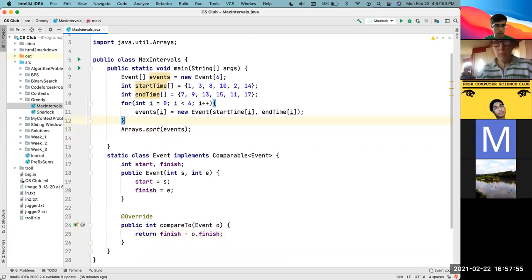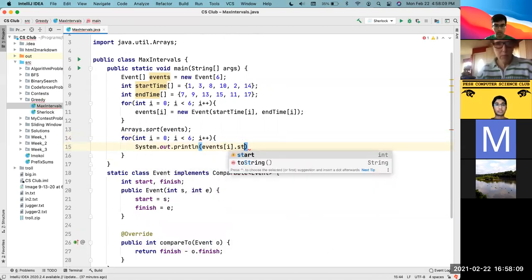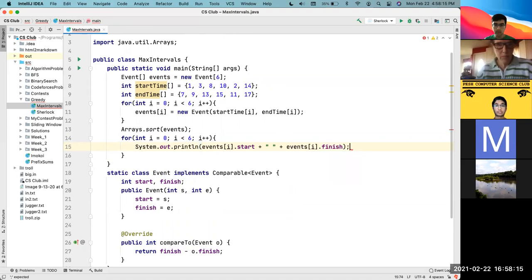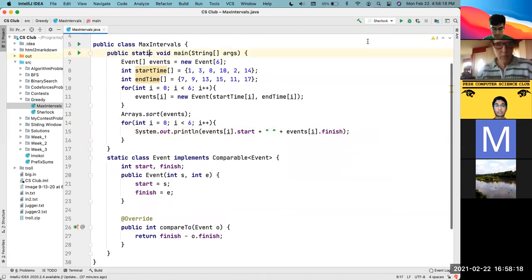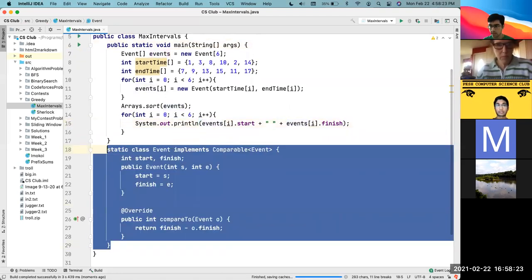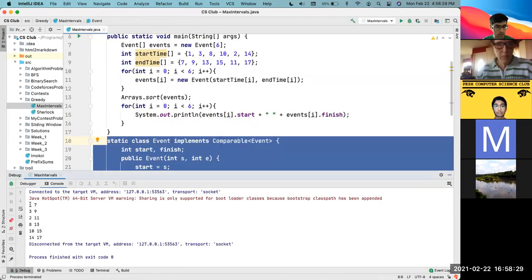So now that we have this, just to make sure that the intervals are correctly sorted, I'm going to iterate over them again and print out their start and end times. We want the intervals to be sorted by the earliest finish time. So we'll just run this and check if it works. And here's the code for the Event class. Yeah, it looks like it worked. You can see that it sorted all of these intervals by the earliest finish time: 7, then 9, then 11, then 13, then 15, then 17.